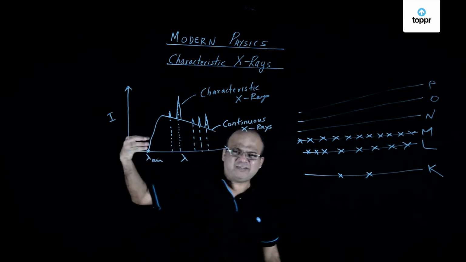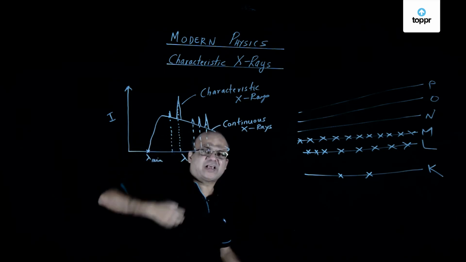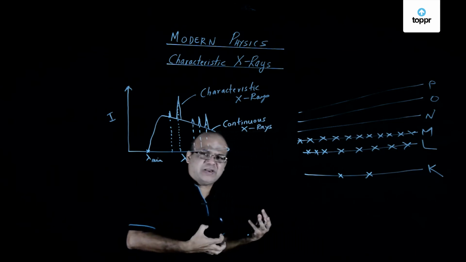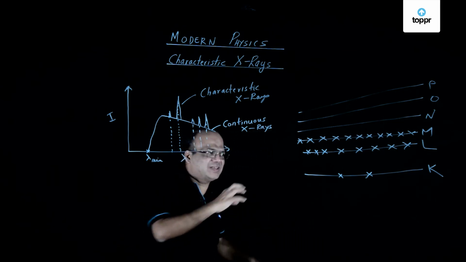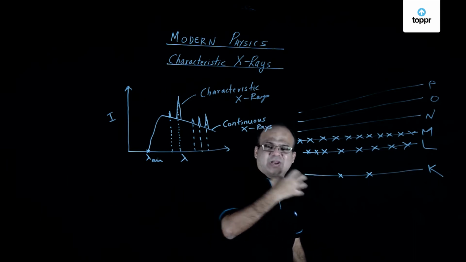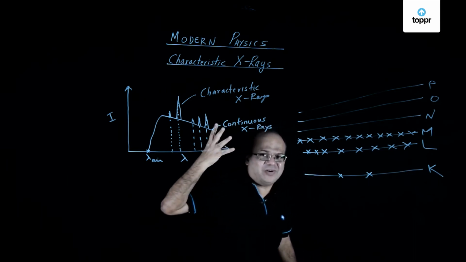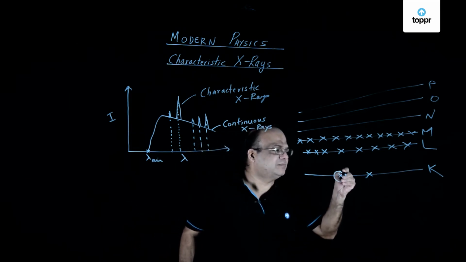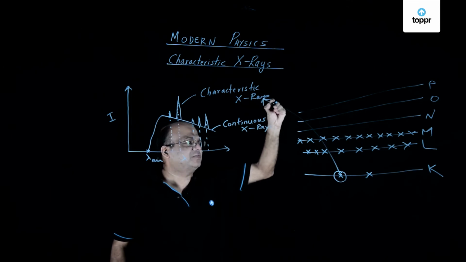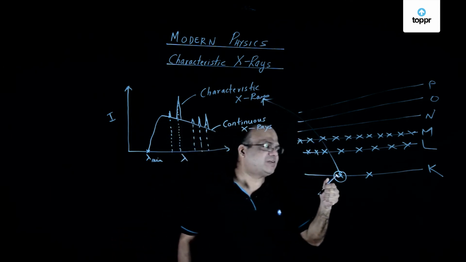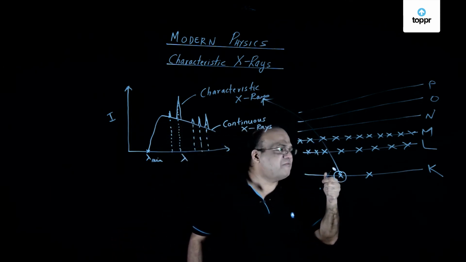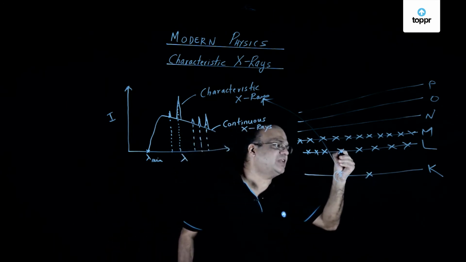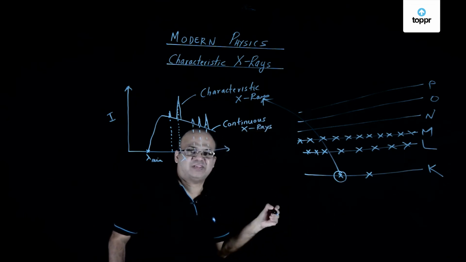Now, high speed electrons are coming and hitting the target. So because of these high speed electrons, some electrons in this target atom will get knocked off, right? So they'll get removed. Suppose this electron is knocked off. Now once this electron is knocked off, a vacancy is created in the K shell. An electron from a higher energy level will jump down to fill this vacancy.